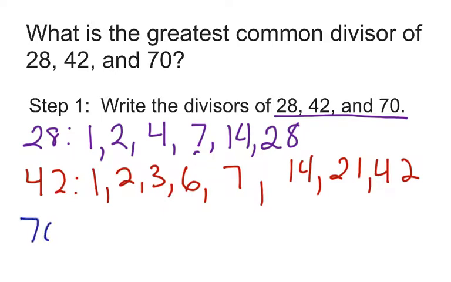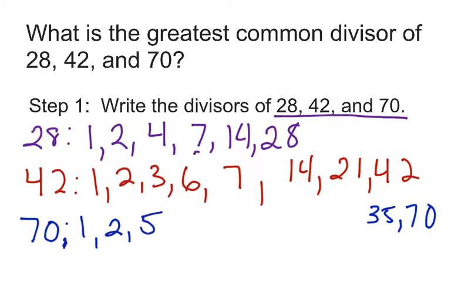Last but not least, let's look at the factors or divisors of 70. 1 times 70. And again, 70 is even, so 2 is a factor. 2 times 35 is 70. 3 is not a factor. 4 is also not a factor. However, it ends in a 0, so 5 is a factor. 5 times 14 is 70. And of course, 6 is not a factor, but 7 is a factor. 7 times 10. And we have all of our factors of 70.